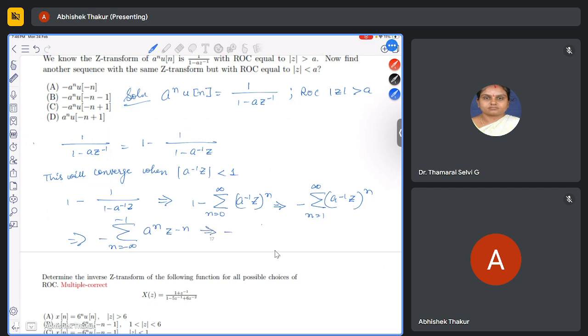So this will become again, we are taking only the unit step function for the negative values of n. This is the function whose Z transform has the opposite ROC. So now the ROC is mod of z less than a, and the function is minus a to the power of n u of minus n minus 1. So option B is the correct answer for this question.